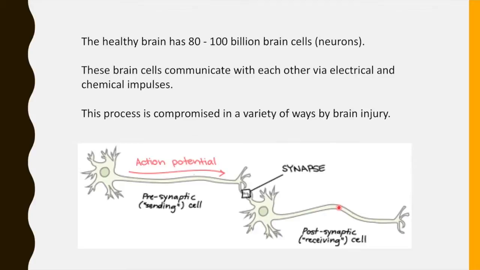Now, when this process is compromised, as it can be in brain injury, and it can also be compromised in neurodegenerative conditions, then we see a failure of sometimes cognitive and sometimes physical function.